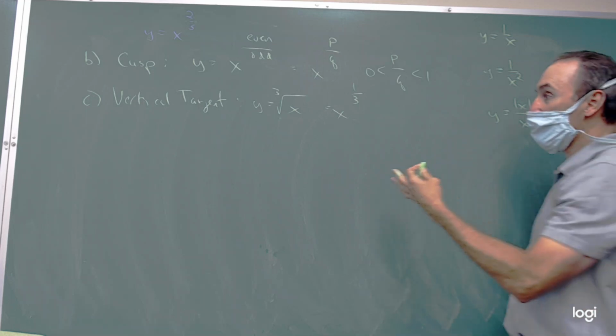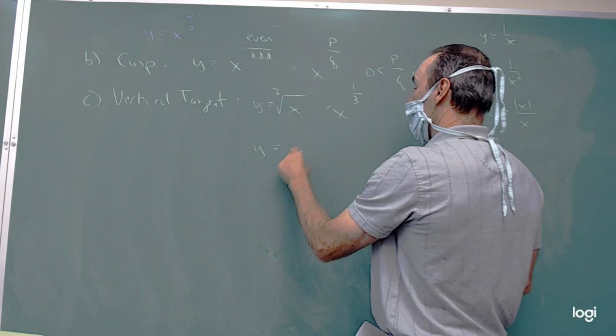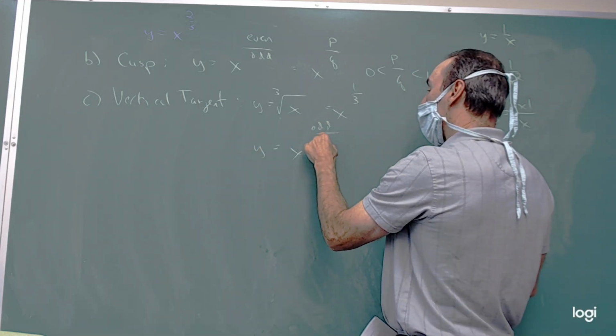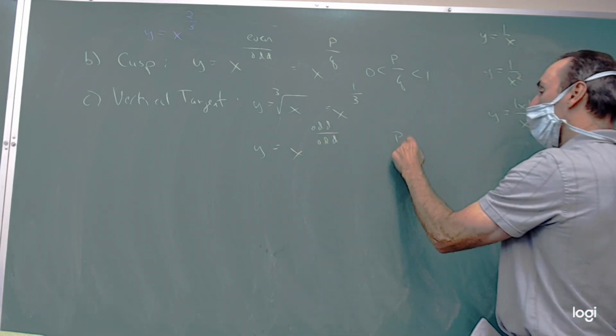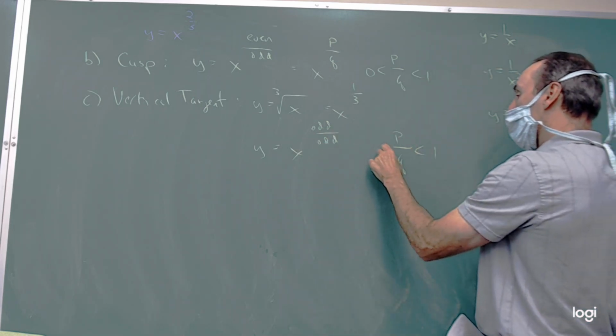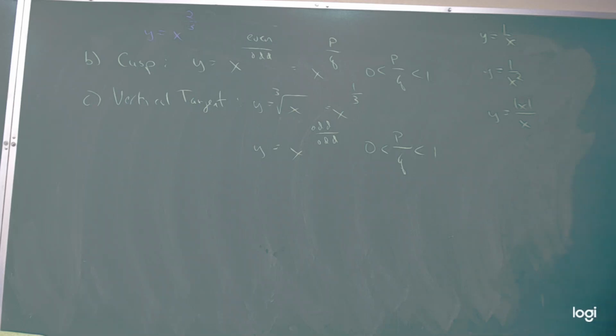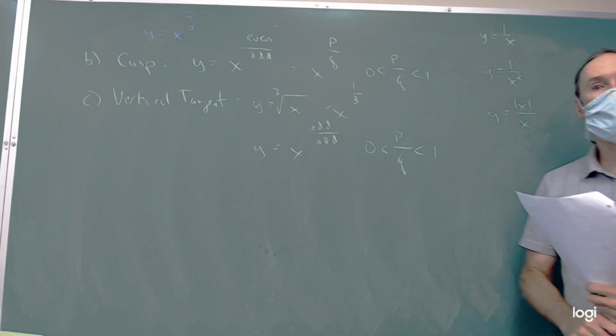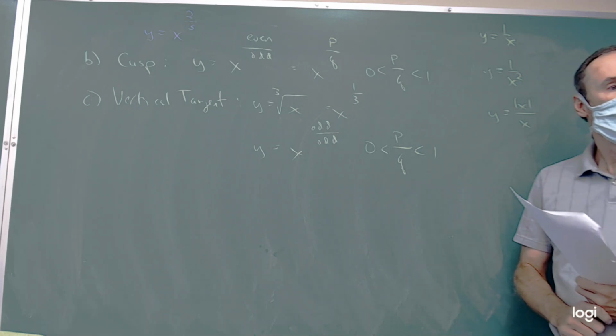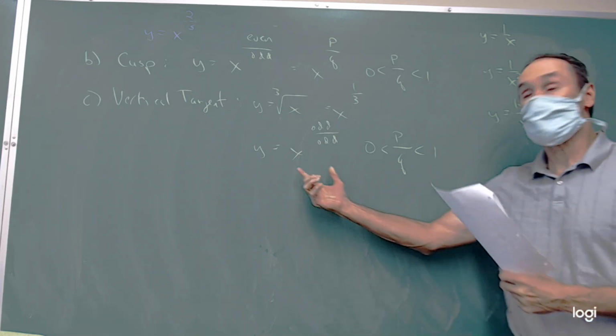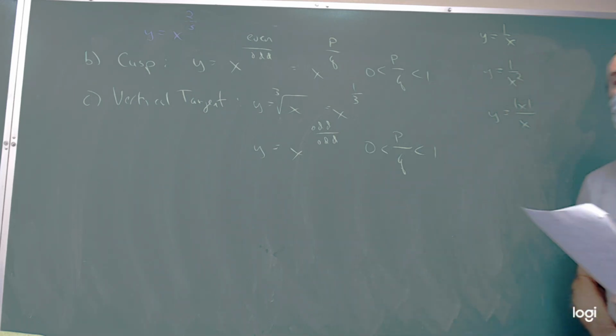And so what makes it a vertical tangent is that you have this odd over odd, but again, the whole thing is between 0 and 1. Because once we get bigger than 1, then we're out of the danger zone, and we're not going to get a derivative that's going to do something really wacko. But when we are between 0 and 1, it's going to behave in a way where the derivative won't exist.